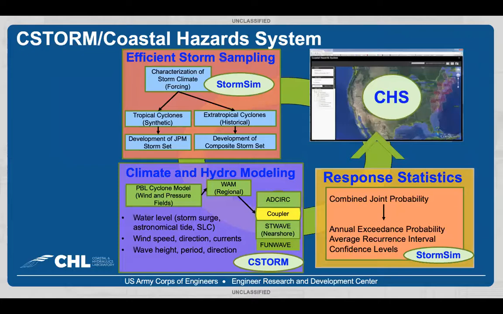This diagram shows the close relationship between CSTORM, StormSim, and the coastal hazard system. We start with efficient storm sampling using modern data sampling techniques in the HRDAT database. A JPM model is created of tropical cyclone parameters and then efficiently sampled to create a suite of synthetic tropical cyclones that encompasses practicable probability space. These storms are modeled with a climatology model to produce winds and pressure fields, and then modeled within CSTORM to quantify the storm water levels and waves. The statistics of the responses are computed, including epistemic uncertainties, and then the model outputs and statistics are stored and distributed in the coastal hazard system.